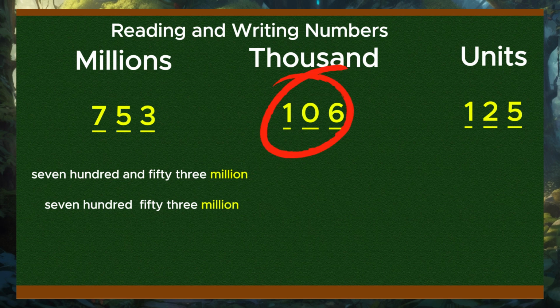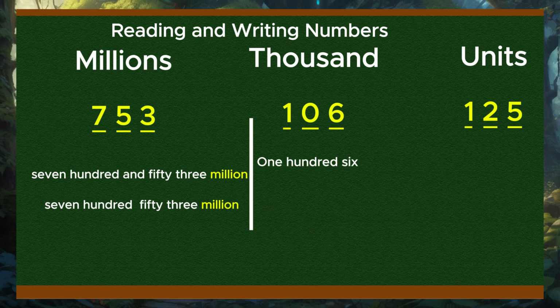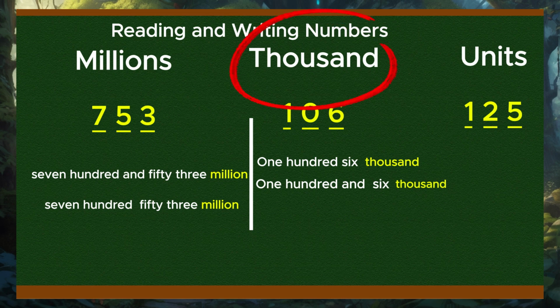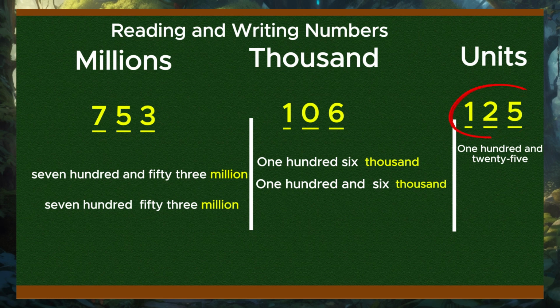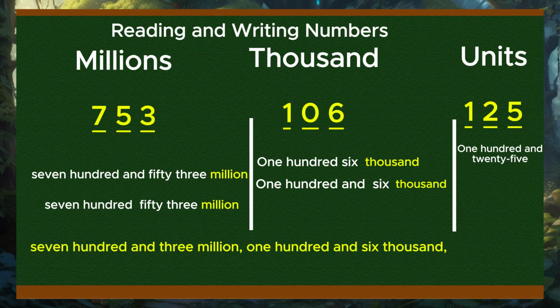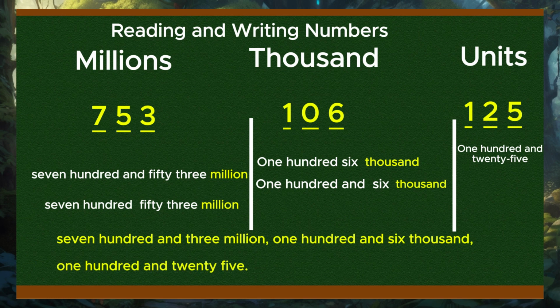Let's move to the other category. How would you call this 3-digit number? 106 thousand, and you will end with the word thousand because it is in that category. The final category is 125. Let us call this very big number. It is 703,106,125. Excellent.